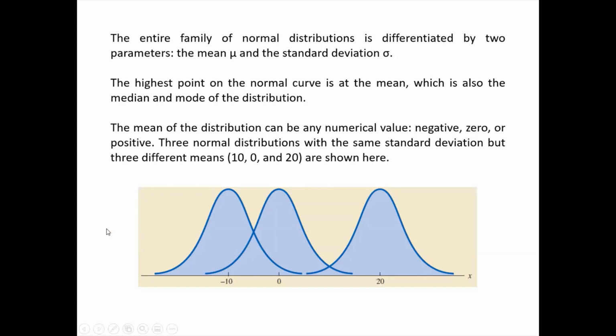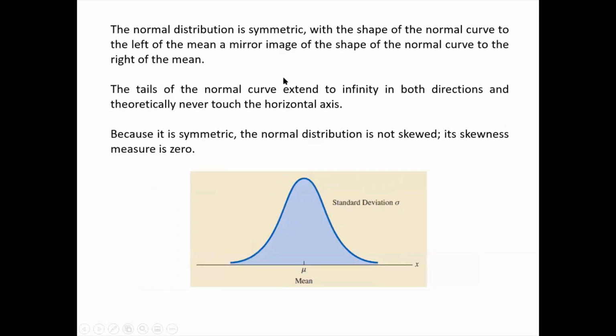So the examples are given. The normal distribution is symmetric. It has to be symmetric around the mean. So we have an exact mirror image of the left hand side on the right hand side. And because it is symmetric, the normal distribution is not skewed. Its skewness measure is 0. It is not left skewed or right skewed.